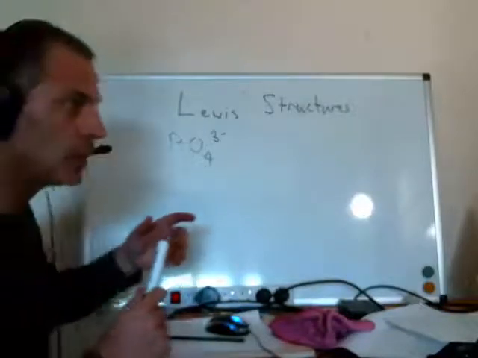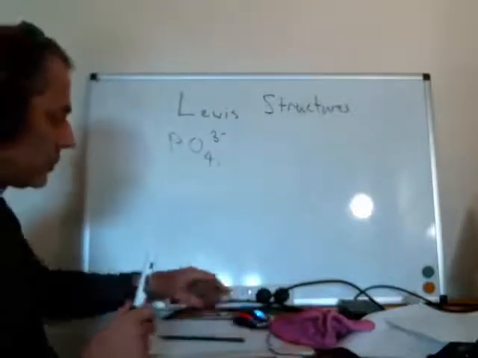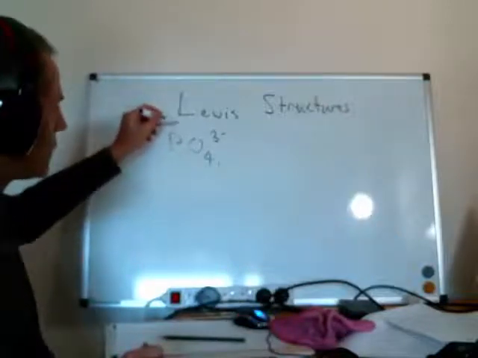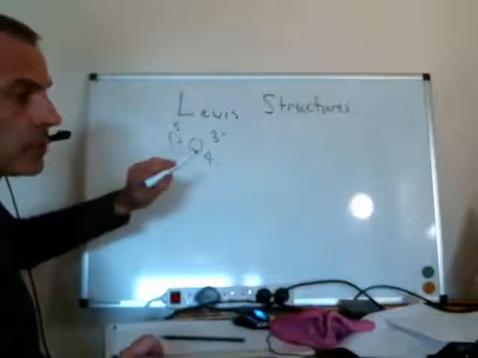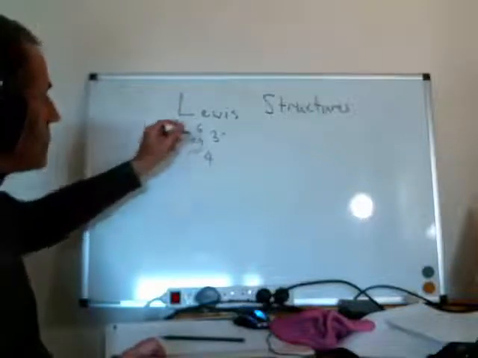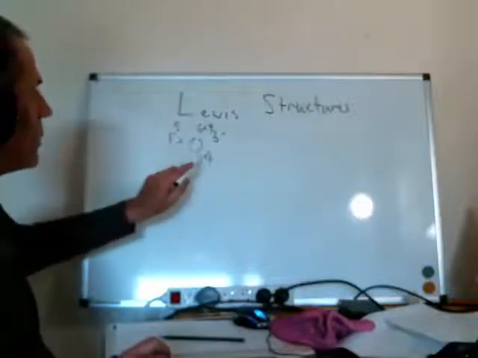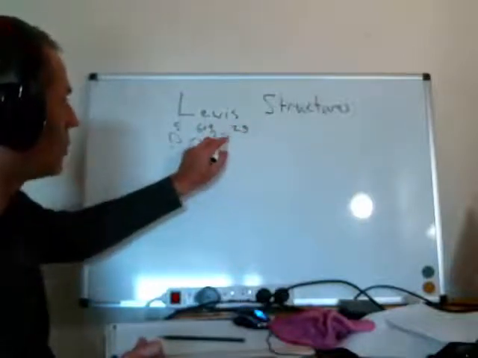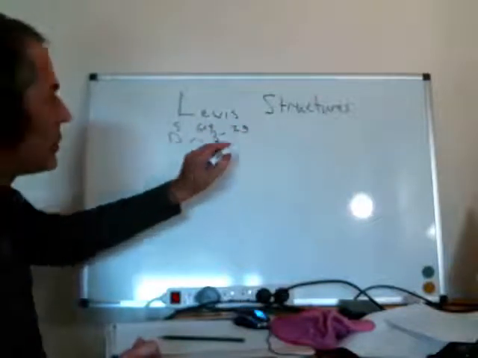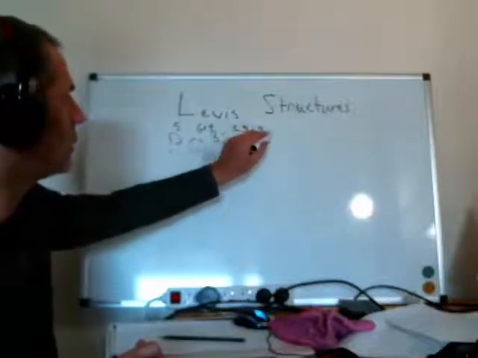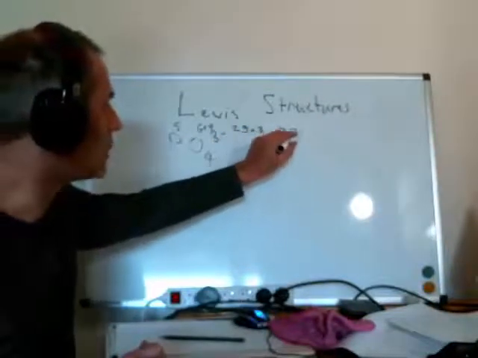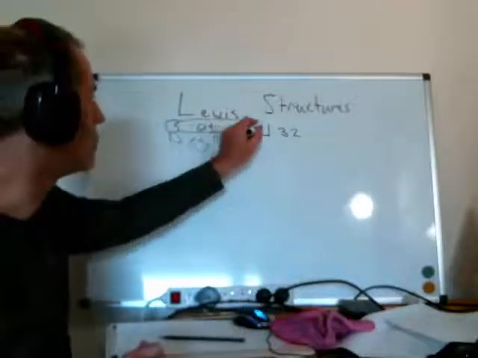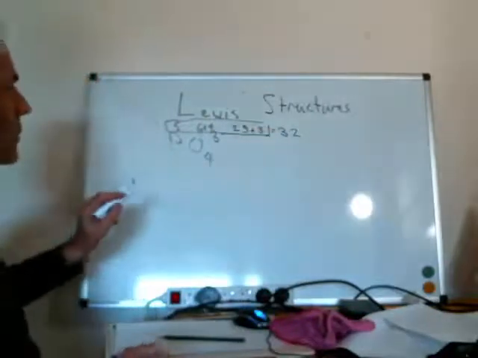interesting things happen. So let's take our process. We have 5 electrons per phosphorus, and 6 electrons times 4 per oxygen, giving us 29. But we also have the charge of 3 minus, so that's plus 3, giving us 32 electrons to play with. Let's put that all in a box so that we can have it equal to that.